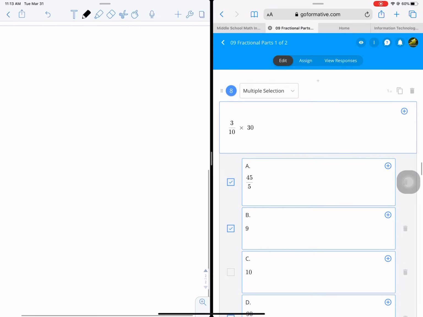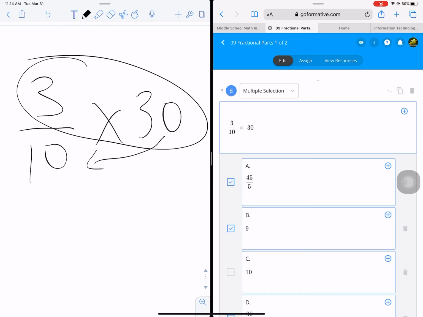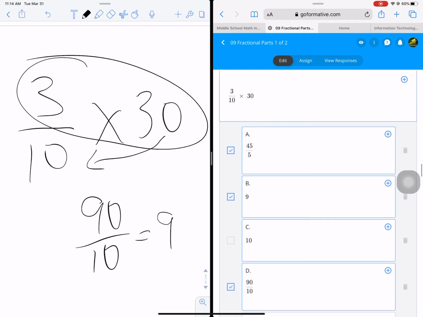And same thing here, you're going to multiply the tops. So you can get a little faster if you understand that you're multiplying the tops. These are multiplying. And then you are dividing it by the 10. So 3 times 30 is 90. 90 over 10 is 9. That's why there are 2 selected.